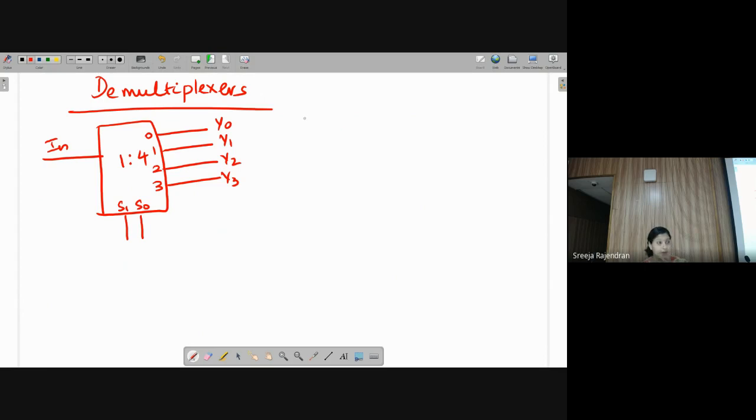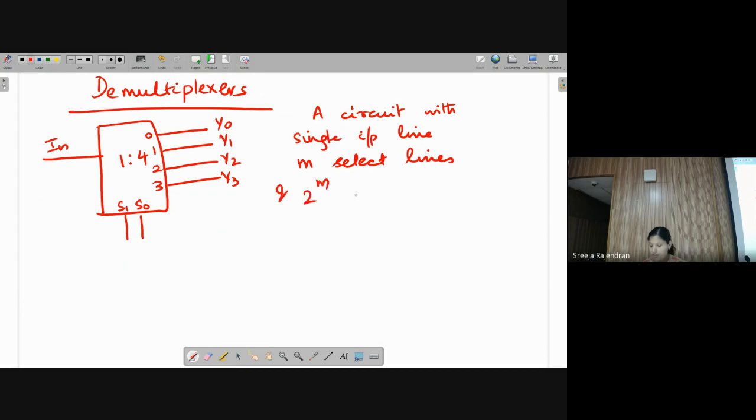So a demultiplexer is a circuit with a single input line, M select lines, and 2 raised to M output lines. The reverse of a multiplexer.